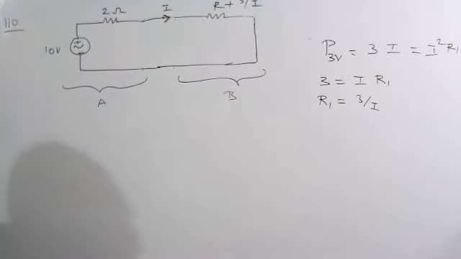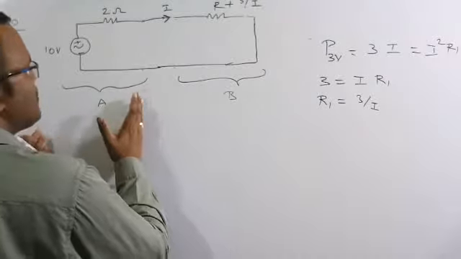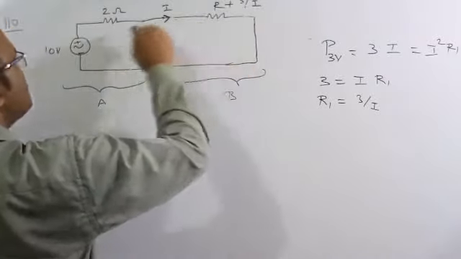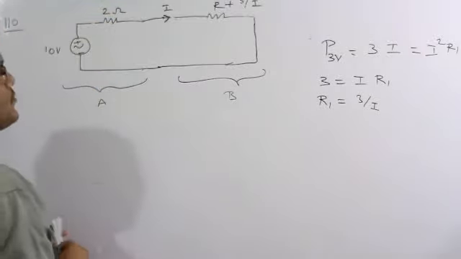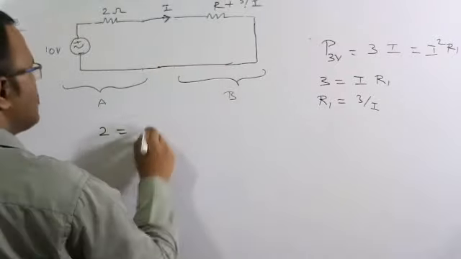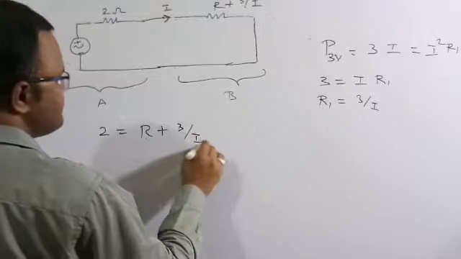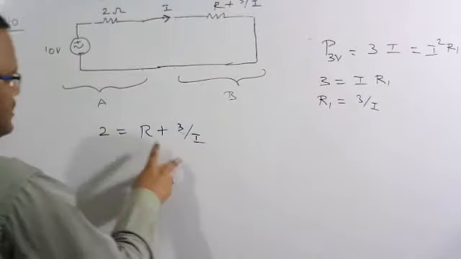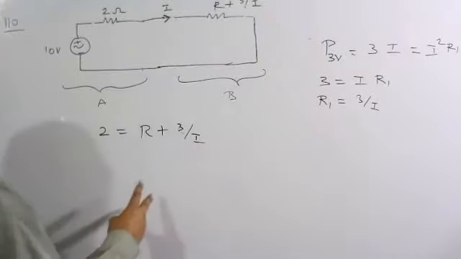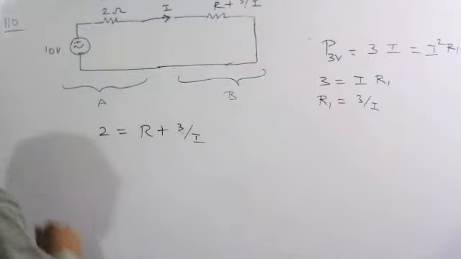But we know one thing, in maximum power transfer, the maximum power will transfer from circuit A to circuit B only when this load resistance value is equal to the internal impedance value. So therefore internal impedance is 2 ohm and RL is equal to R plus 3 by I. So now there is only one equation with two unknowns, R and I. So we need to find one more equation, and then we can easily figure out the value of R.